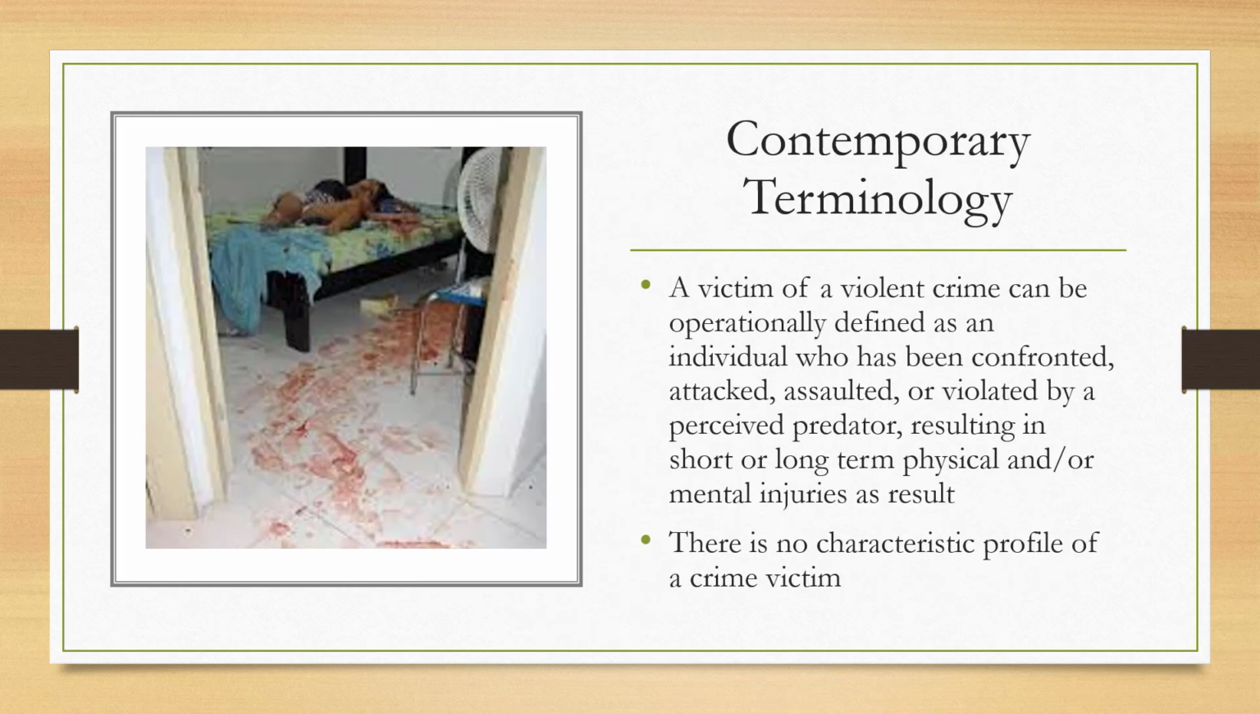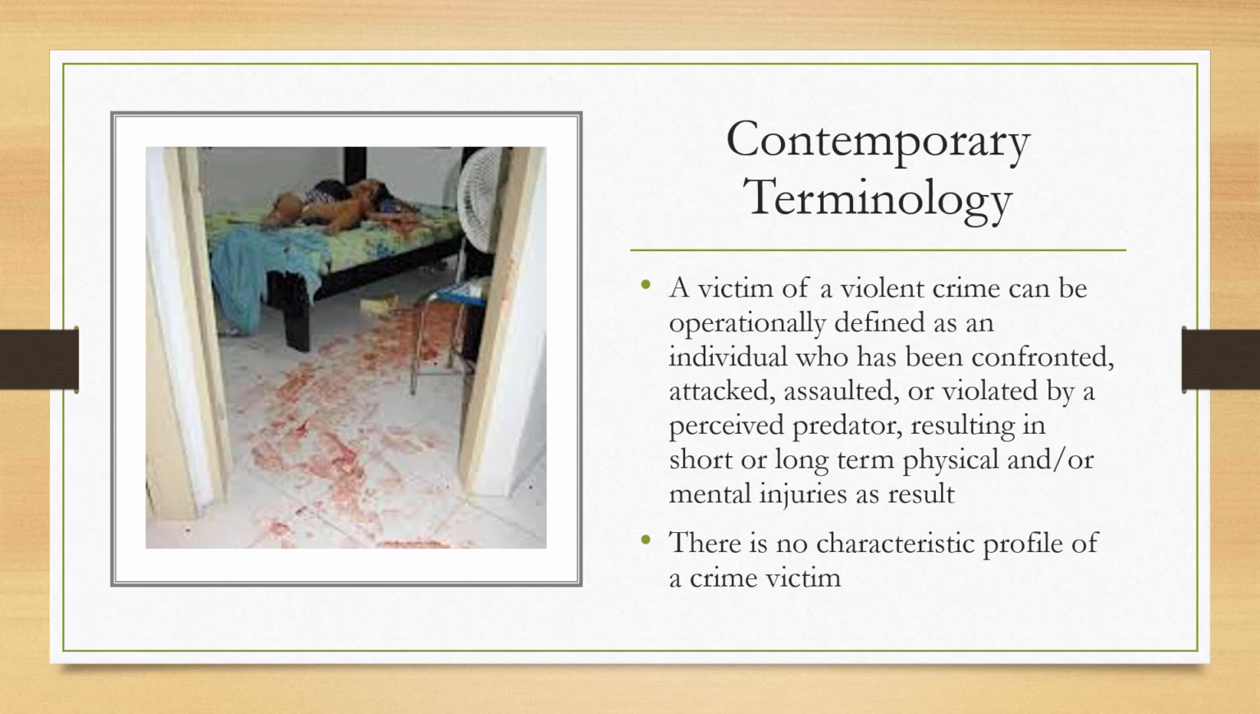But in today's world, when we define a victim, we would say a victim of a crime, especially a violent crime, can be defined as someone who has been attacked or confronted or violated by someone who is perceived as a predator that's resulted in some form of physical or mental injury, right?